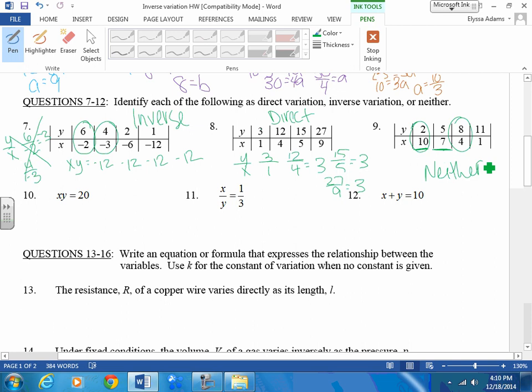Okay? 10 is easy. They flat out tell you that you're multiplying and getting a constant, so this is inverse. 11 is easy too. They already give it to you dividing and it's equal to a constant. Don't get thrown off that it's a 1/3. Even though 1/3 is a fraction, it's still a constant. So you're dividing to get a constant, so this is direct. And 12 is neither because you have an addition sign in there.